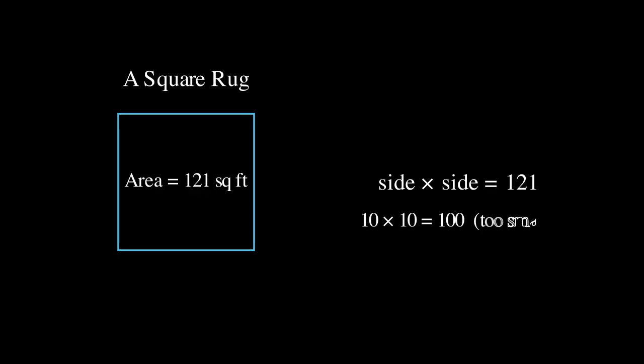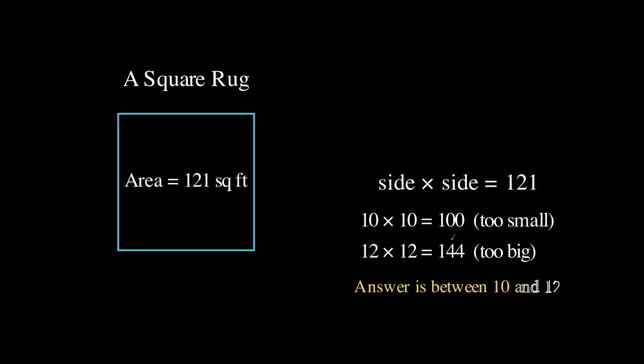10 times 10 is 100, too small. 12 times 12 is 144, too big. So the answer sits between 10 and 12. Let's test 11. 11 times 11 is 121, that's an exact match. So each side of the rug is 11 feet long.